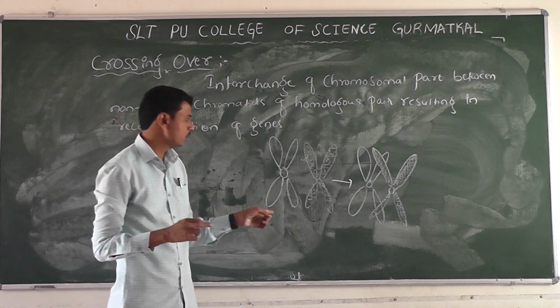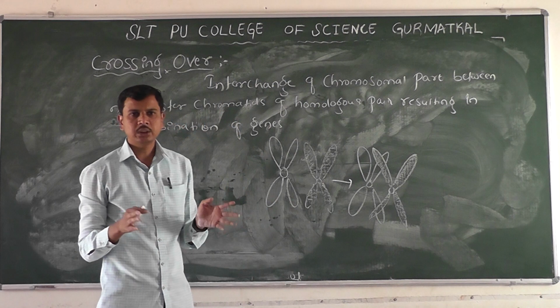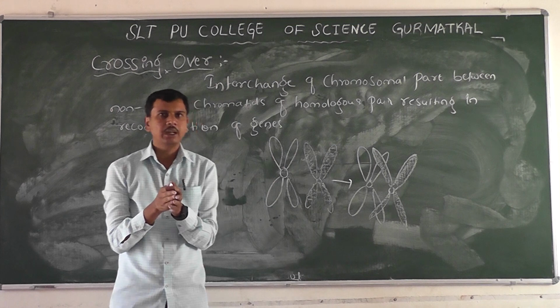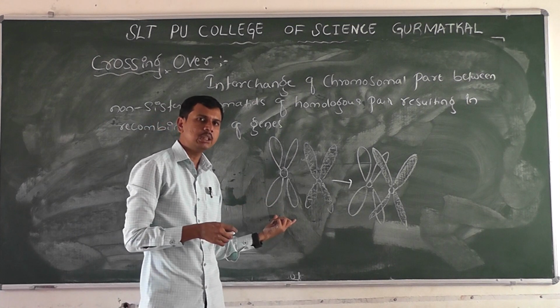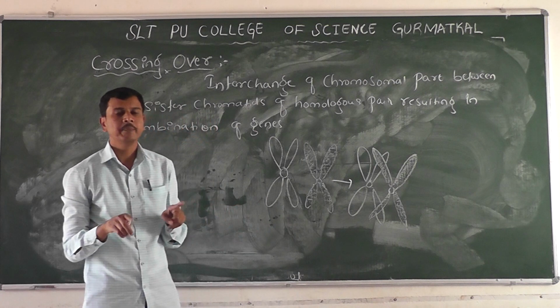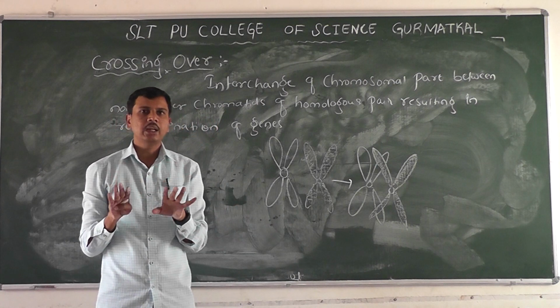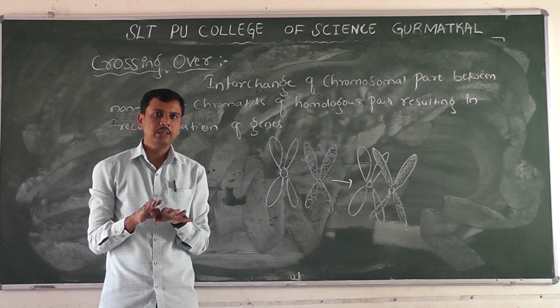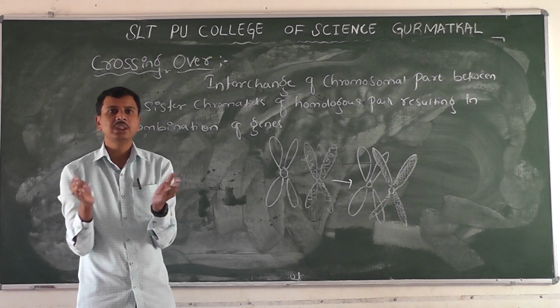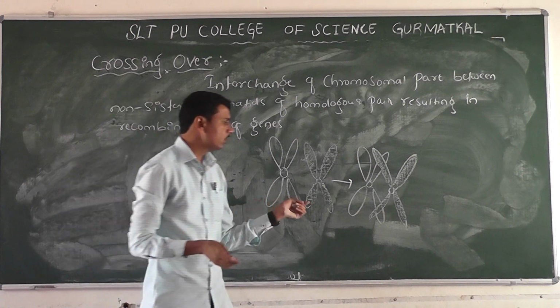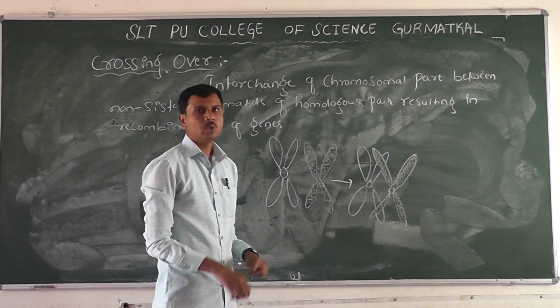First understand what non-sister means. Sister chromatids are structurally and functionally similar; that type we call sister chromosomes. Non-sister chromosomes are the same structurally and physiologically, but they come from different parents. That's what we call non-sister chromosomes.